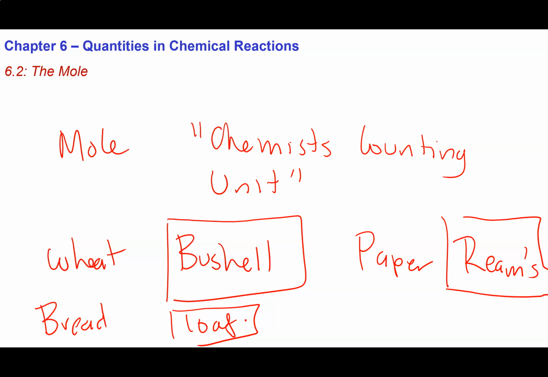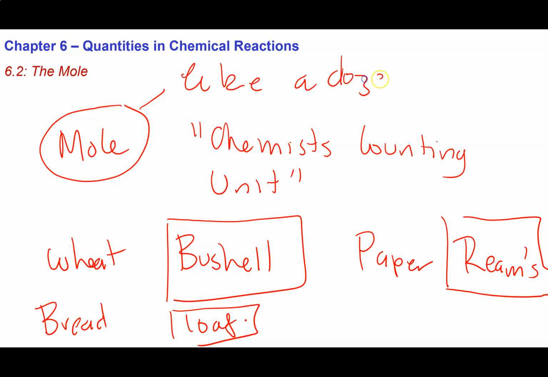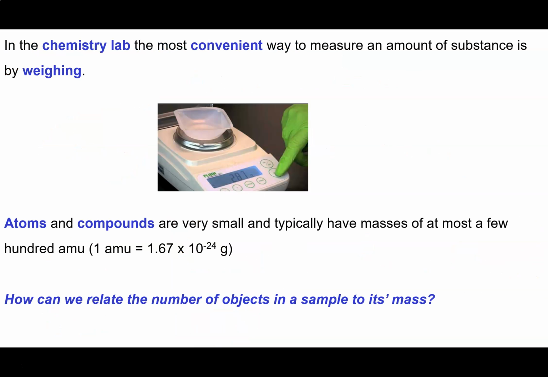So for chemists, counting individual atoms and individual molecules is kind of a little ridiculous. Instead, what we're going to be doing is using this counting unit called the mole. So it's kind of like a dozen, if you will. That's another definition. People often call it the chemist's dozen. All right, so it's like a dozen. It's just a convenient number of things that gives us a reasonable number.